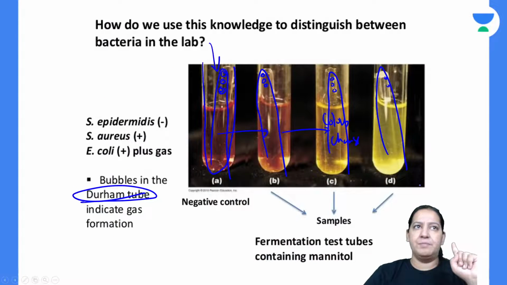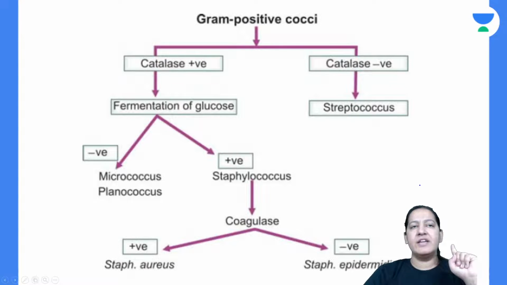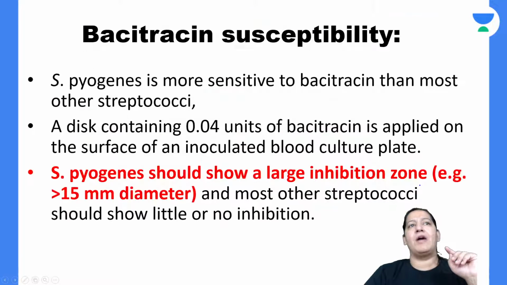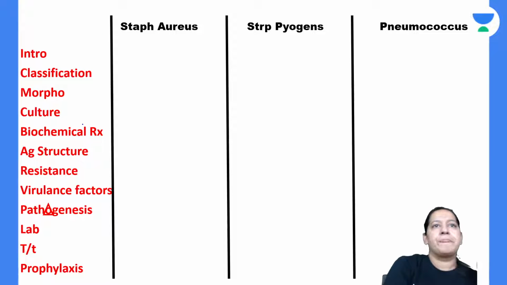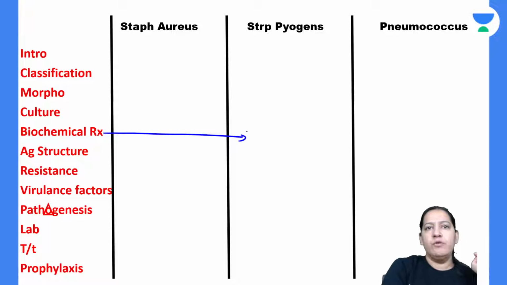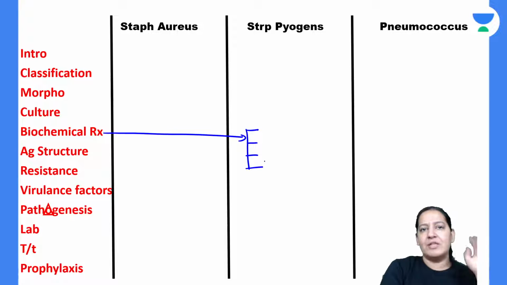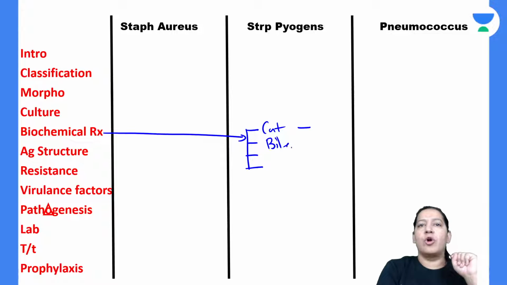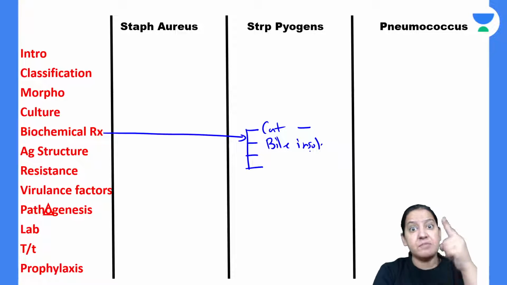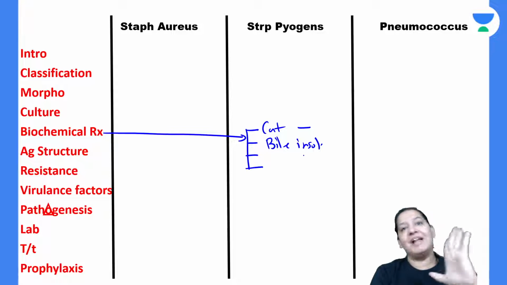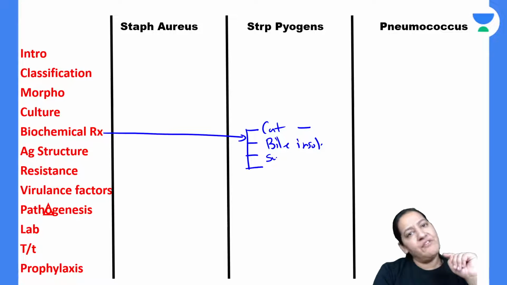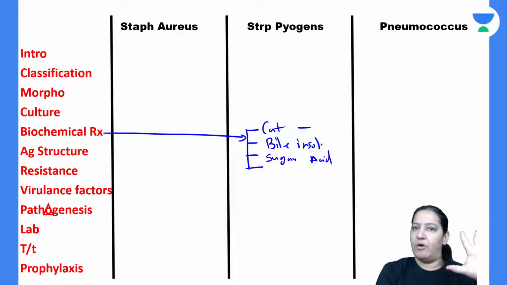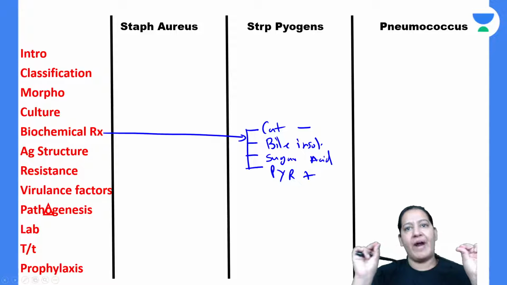This is the PYR test. Before that, I have taught you the sugars and two negative things. So let me summarize the biochemical properties of Streptococcus pyogenes. Who will tell me the four biochemical properties of Streptococcus pyogenes? Two are negative, two are positive. It is catalase negative to differentiate it from Staphylococcus. Staphylococcus are catalase positive. It is bile insoluble to differentiate it from Streptococcus pneumoniae, which is bile soluble. It ferments sugar, but only acid formation, no gas formation. And it is PYR positive. So this is the summary.